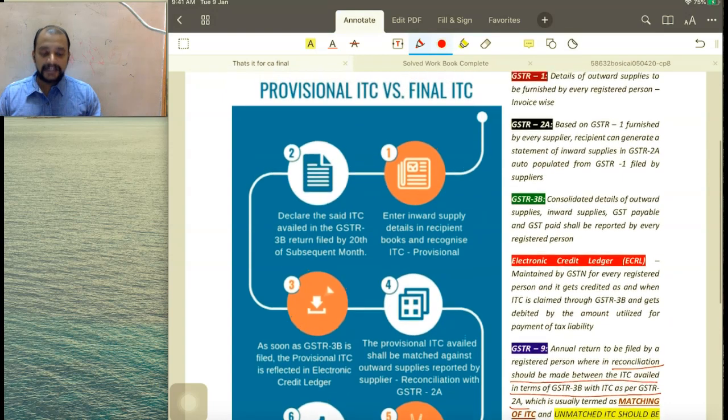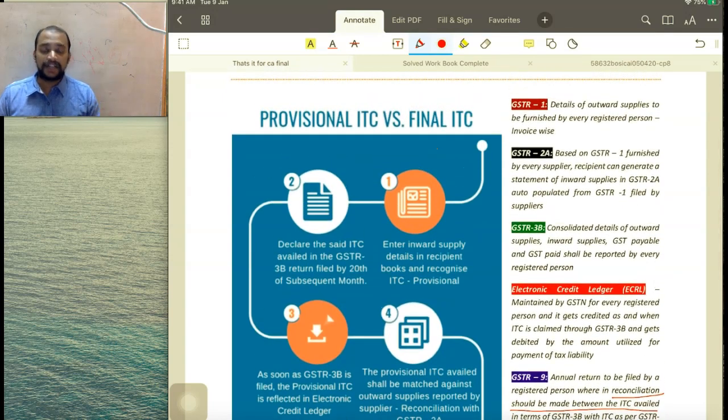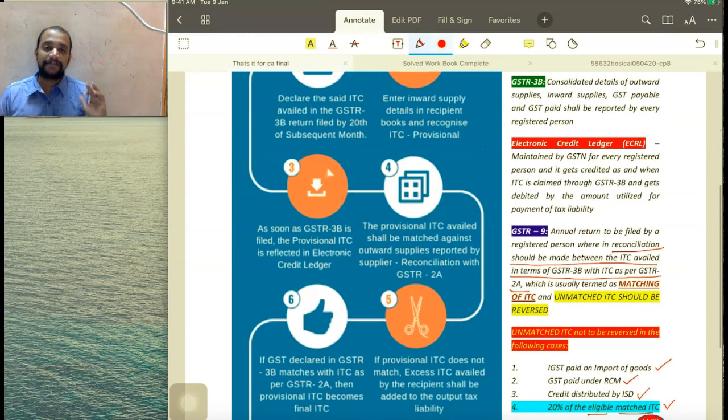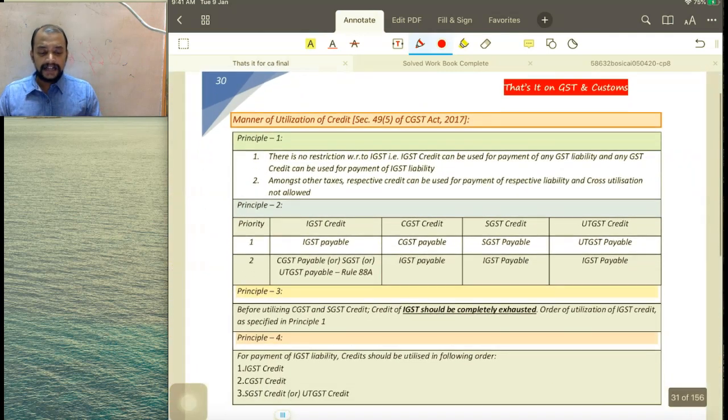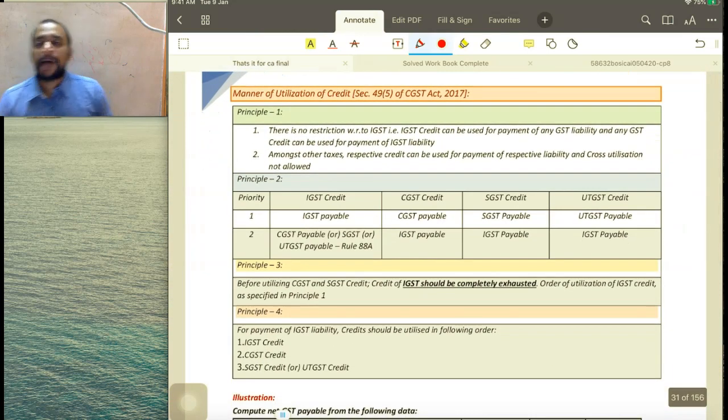And about GSTR 1, 2A, 3B, electronic credit ledger, all these notes I have given here. So this is the basic premise of availment of ITC here. Now, next let's proceed to manner of utilization of credit.